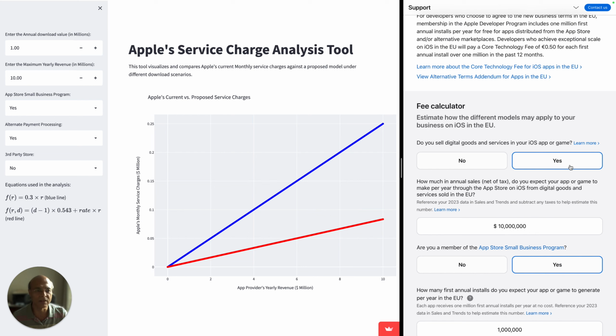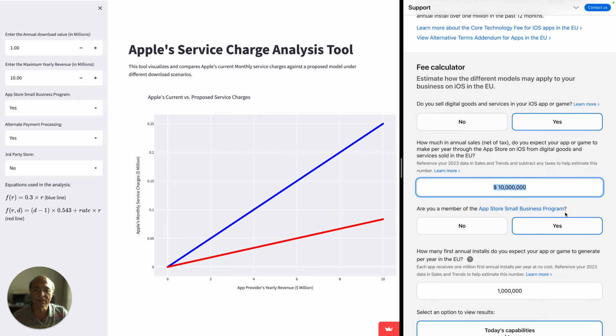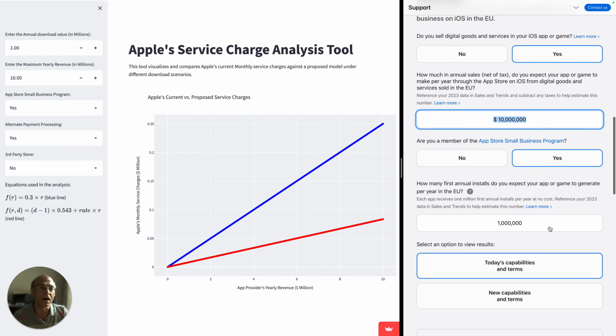So anyway, you have to click yes. Then there is an option to plug in the yearly revenue that you estimate. Then it asks whether you are a member of Apple's Small Business Program or not, and you have to click yes or no. What does it mean? Basically, when you are part of Apple's Small Business Program, Apple gives a further discount. I think on a base value, the service charges become 10%. Then it asks how many first-time app downloads you estimate your subscribers are going to make on mobile phones.